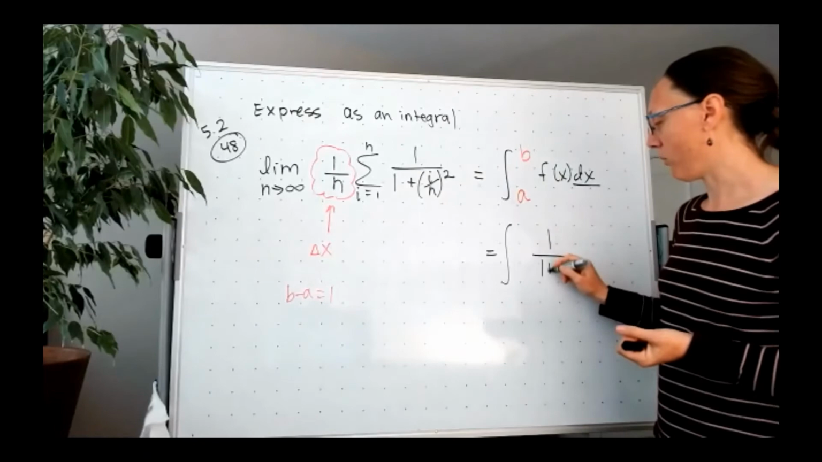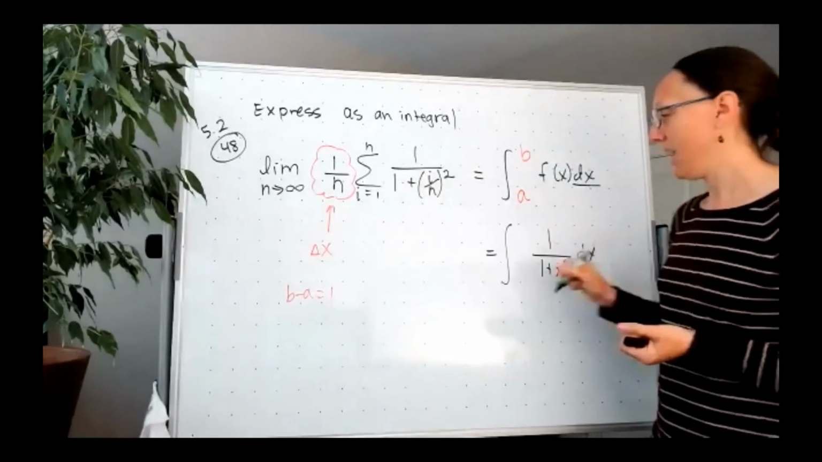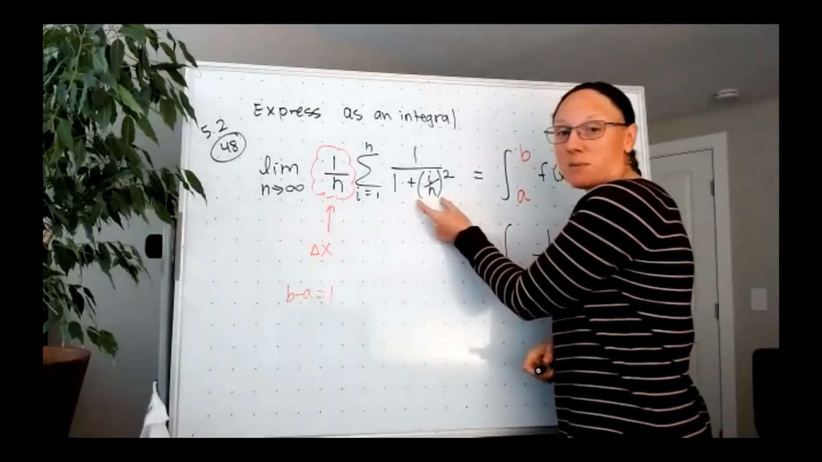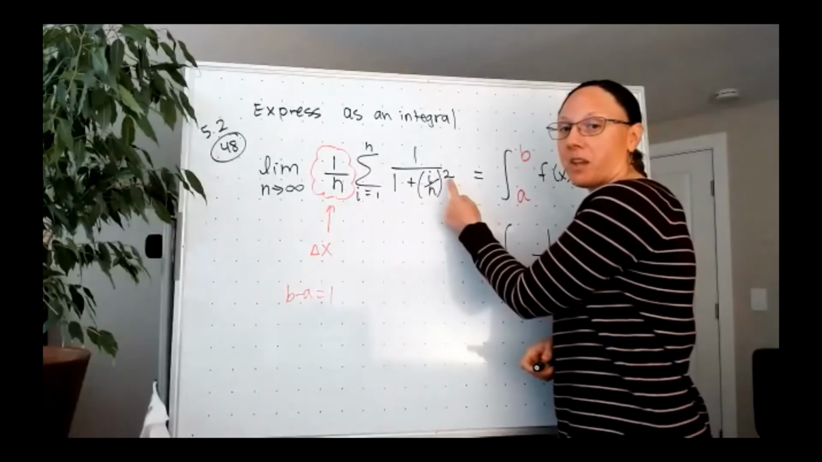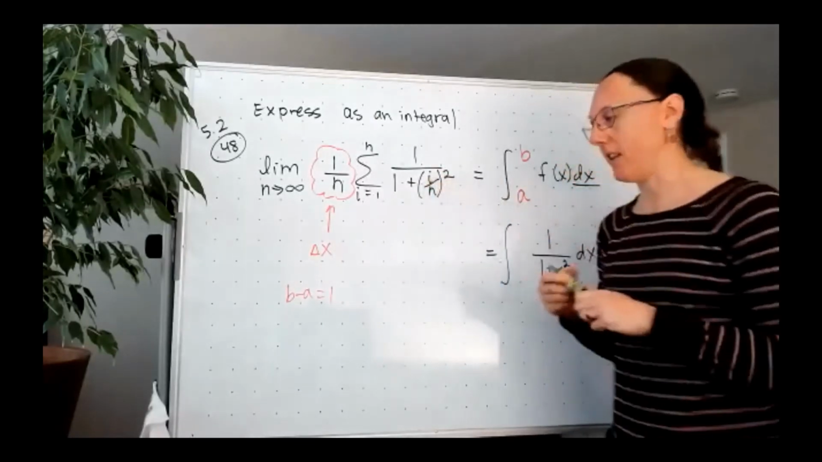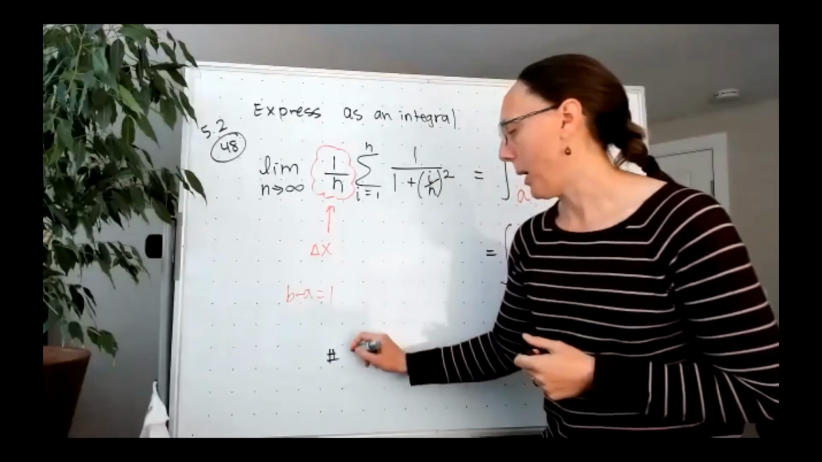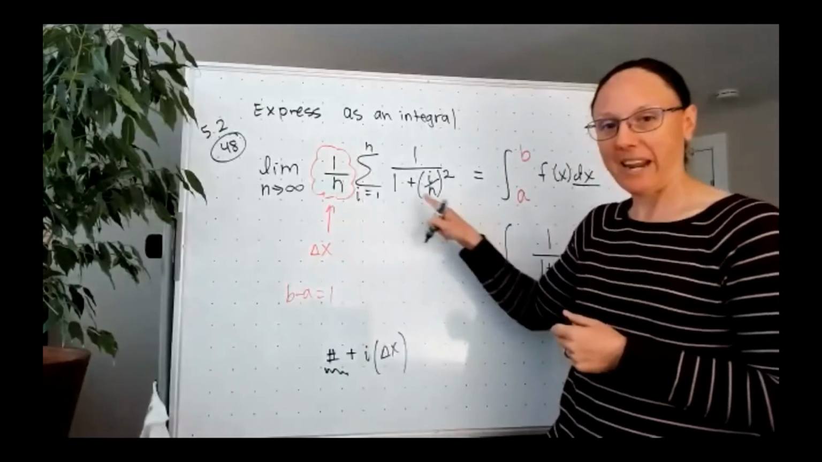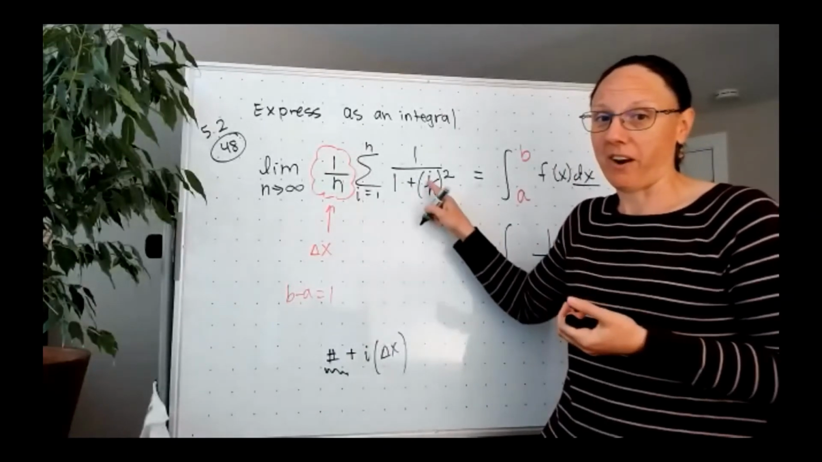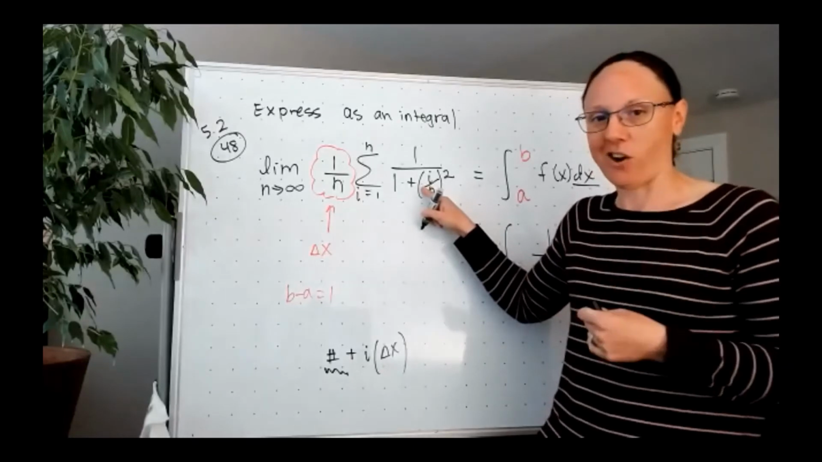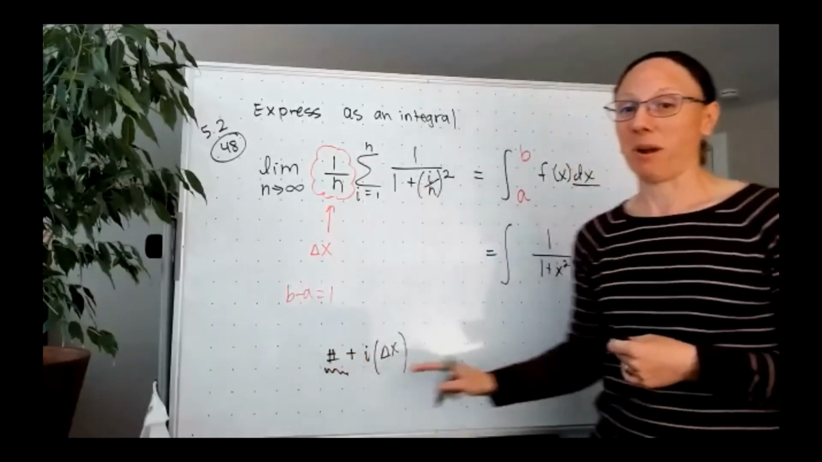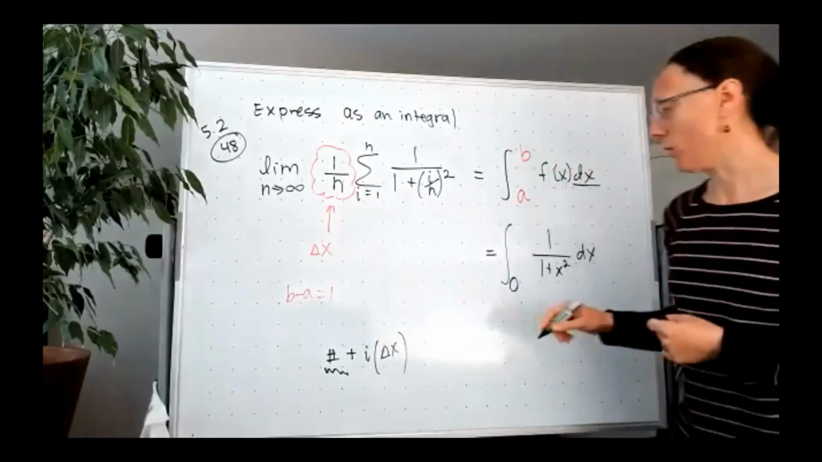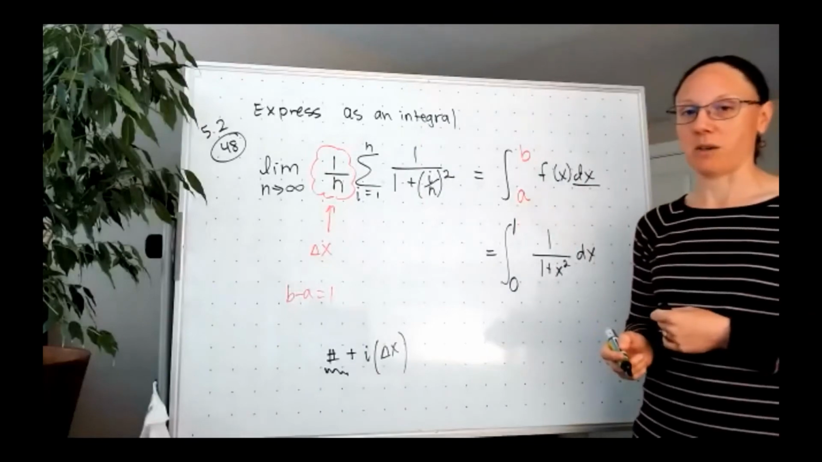Well, if that's 1 over 1 plus x squared, and I know that my b minus a has to be equal to 1, if I look at this part in here that's being squared, there isn't a number plus i times delta x, right? There isn't a number in there. If you had to put a number in there, it's a 0. It's an invisible 0. So that's telling me that my a was equal to 0. And if b minus a is equal to 1, then my upper bound must be a 1.